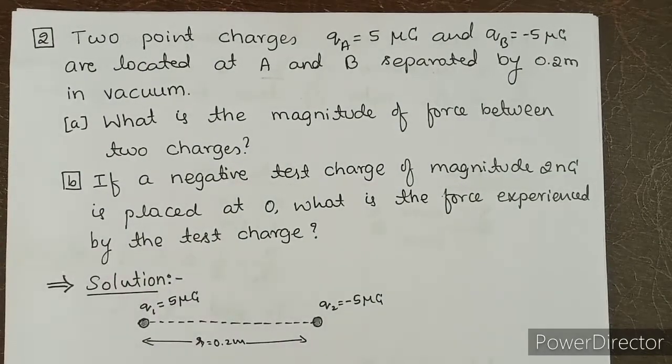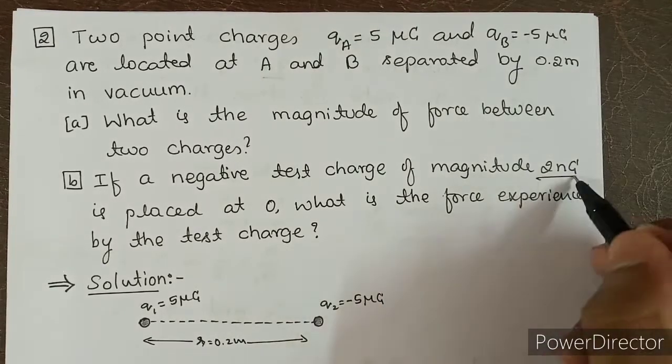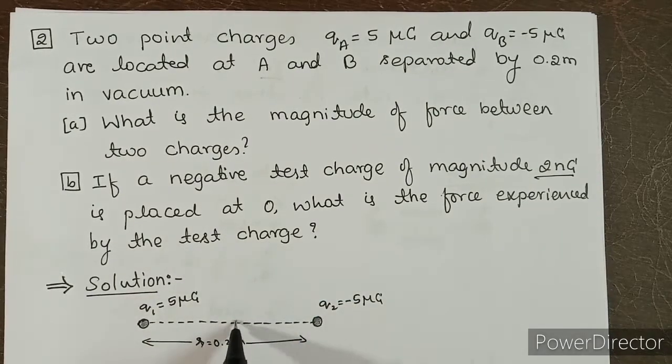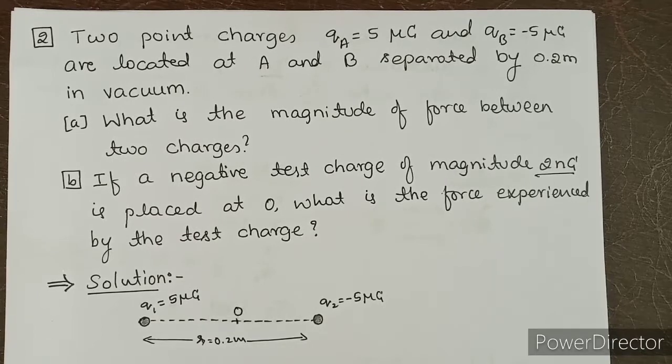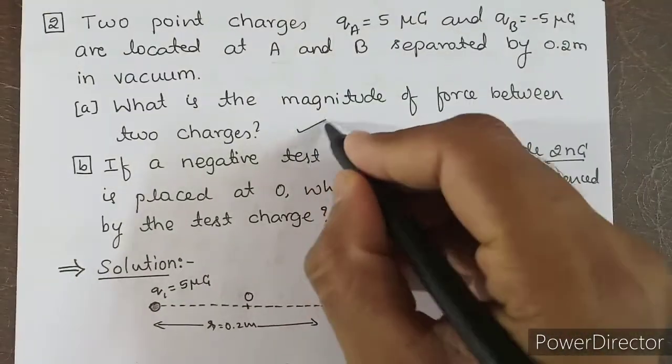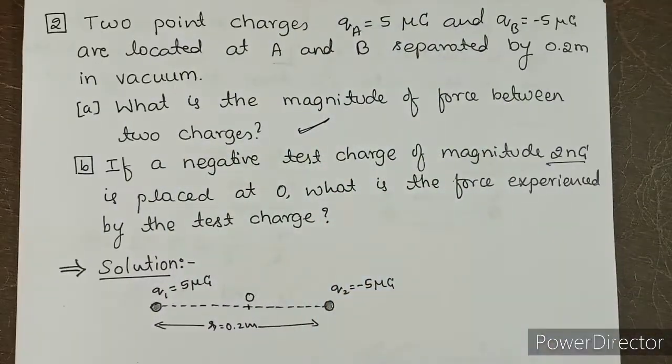Then the second sub question is, if a negative test charge of magnitude 2 nanocoulomb is placed at O. What is that O? Actually, it is at the center. You have to consider this is O. Okay, at O. What is the force experienced by the test charge? Okay, now I will solve the first question, then I will solve the second question.